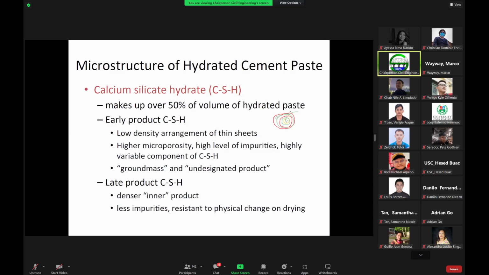So this one grows thicker outwards, but it's also growing thicker inwards because your water is slowly going in to react with the cement grain. So it grows between your unhydrated cement and your early product CSH. It is a more stable arrangement, and the proportion of this late product CSH will also increase as your hydration increases.